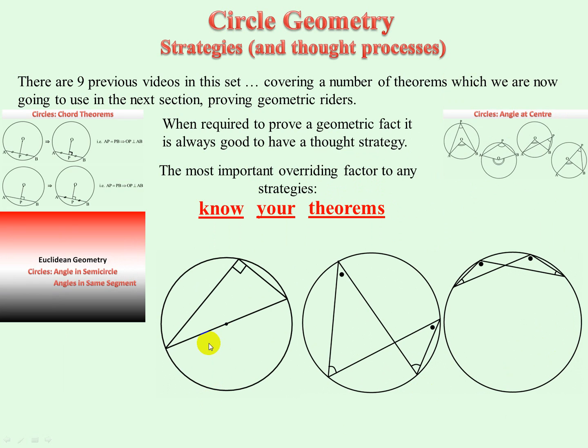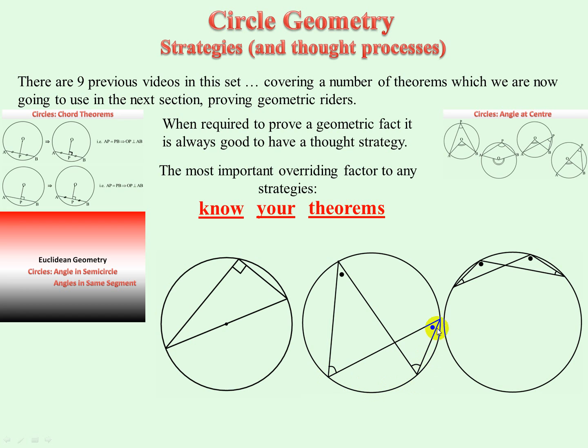Here's one. There's the angle at the center, a straight angle, 180 degrees. And the angle subtended on the remaining part of the circumference there, well, this is double that, so that must be 90. And this is the angle in a semicircle. Angle in semicircle.